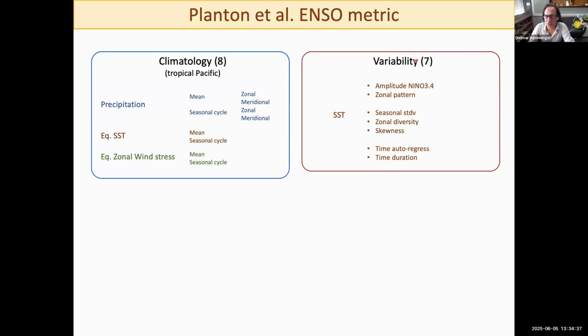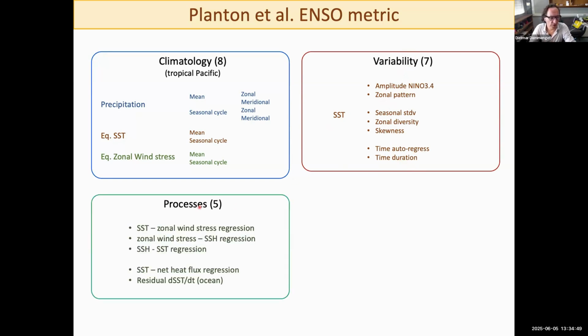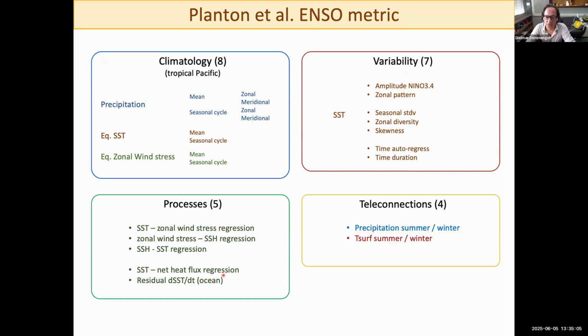And then there's a bunch of variables describing ENSO variability, the SST variability, the things that you think of: amplitude, pattern, seasonality, skewness, and then the autocorrelation in terms of timescales. Then there are five about ENSO feedbacks, the interaction between SST and winds, sea surface height and SST, the heat flux, and something which I call residual, which is the ocean tendencies of SST. And then there are four parameters about teleconnections. So I will not talk about all of these.